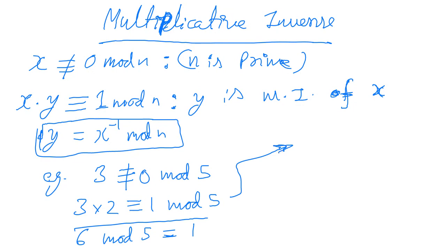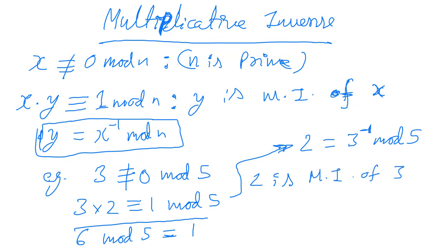This can also be written as 2 equal to 3 inverse mod 5, or we can also write 2 is multiplicative inverse of 3. Is it a correct statement? Anyone? 2 is a multiplicative inverse of 3. In fact, it is a correct statement, but it is not a complete statement. Why? Because 2 and 3 are just two numbers. They differ by 1. If we say 2 and 3 are multiplicative inverses, in what sense? It is an incomplete statement.